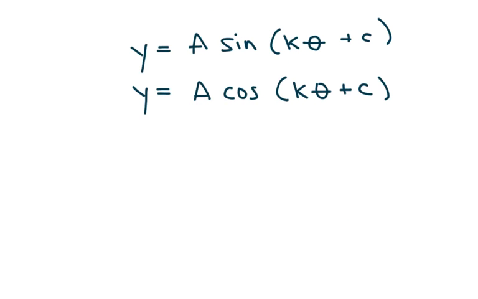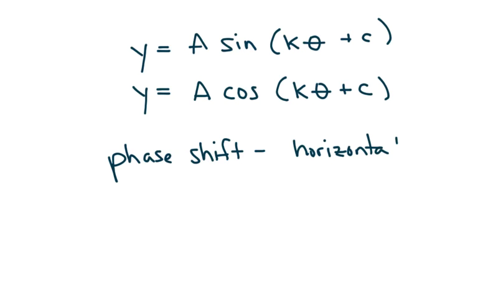So now let's add something to our sine and cosine function. The other sine and cosine functions we did were just a sine or cosine of k theta. Now we're going to add this plus c. C is going to do something called a phase shift, and a phase shift is just fancy terminology for a horizontal transformation, or in other words, moving the graph left and right.